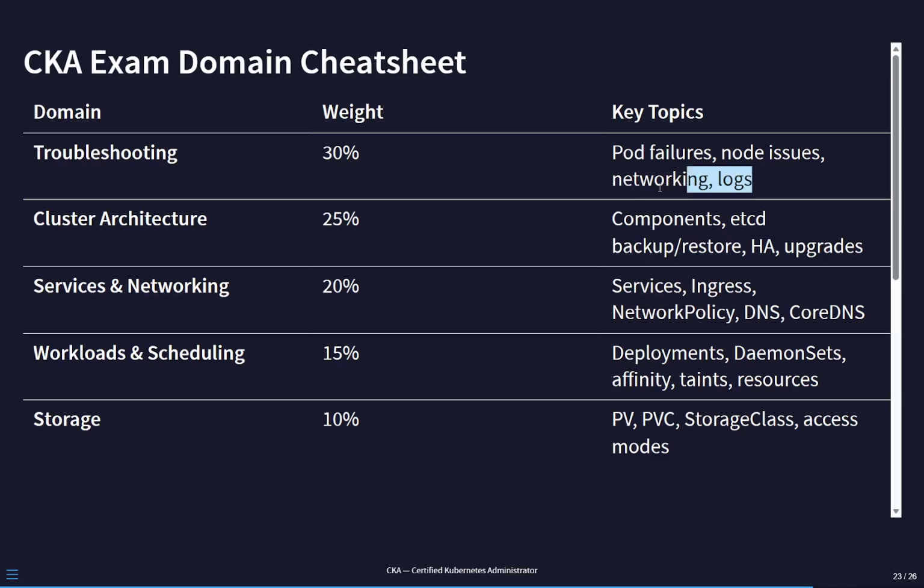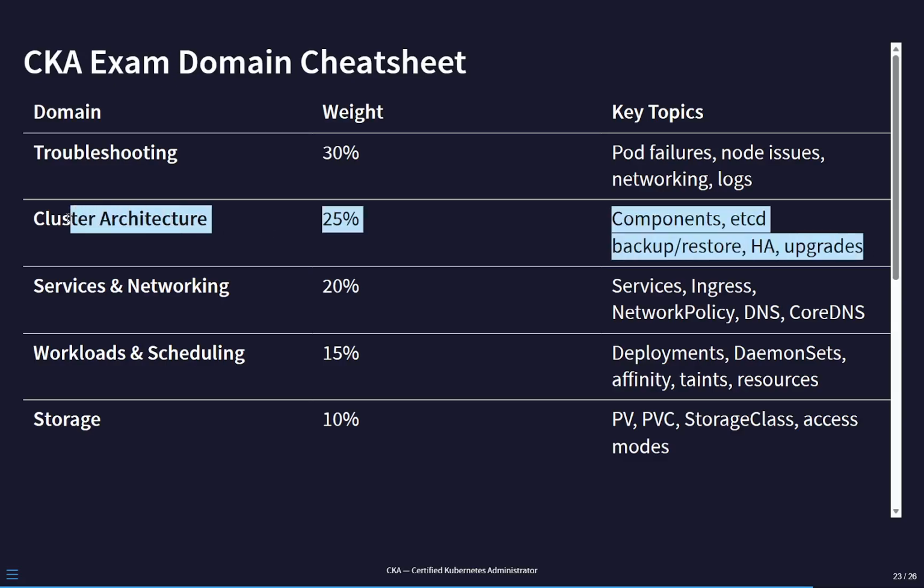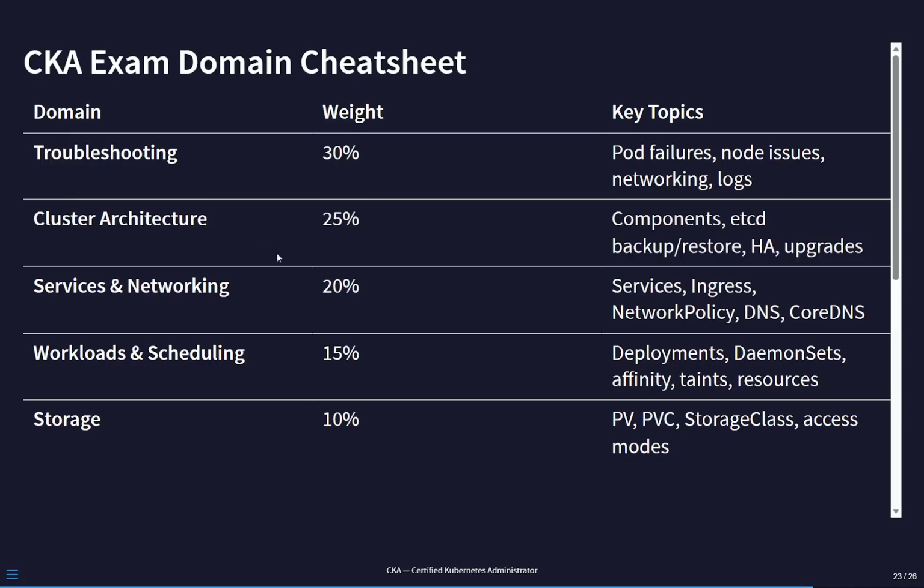Next, let's zoom out and look at the full exam picture one more time. Troubleshooting at 30% is the heaviest domain. You need to be fluent at diagnosing broken pods, nodes, services, and network connectivity from the command line. Practice breaking things in your lab and fixing them. Cluster architecture at 25% covers the components we discussed, and critically, the etcd backup and restore procedure, plus the kubeadm cluster upgrade workflow. Both of these will appear.